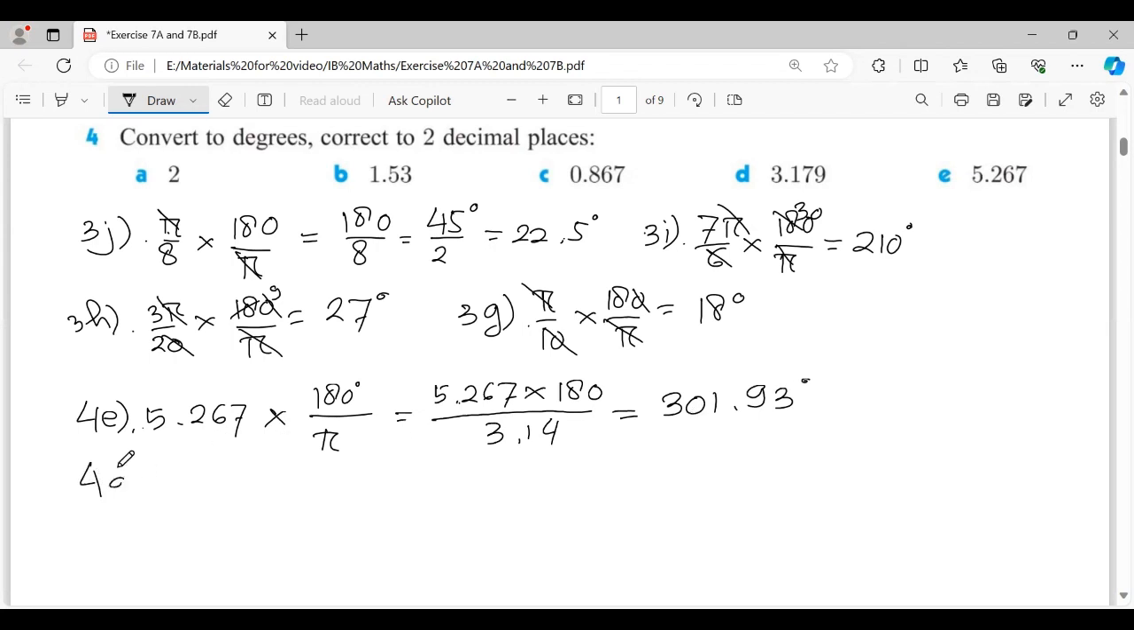Next, 4D. 3.179 times 180 over 3.14, over pi. Okay. And if you calculate on the calculator, you could find the solution, 182.24.